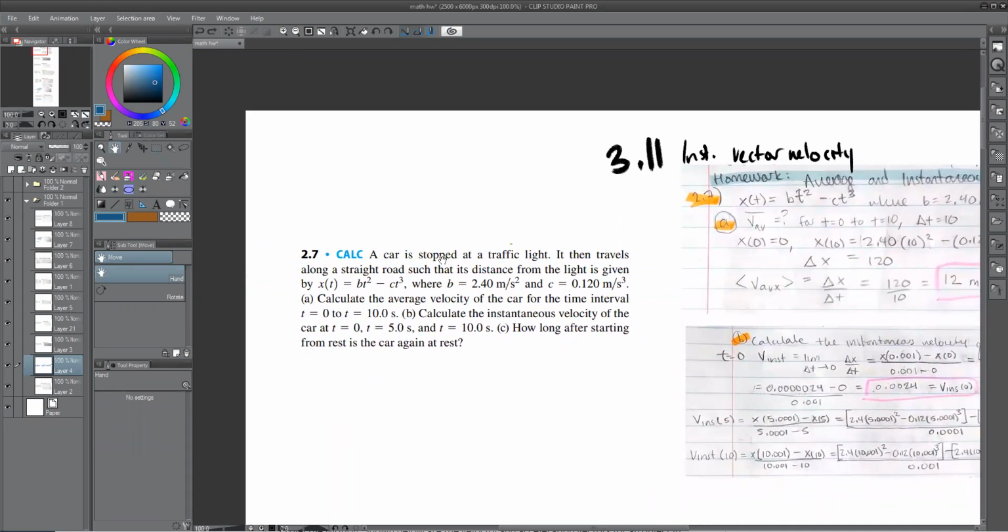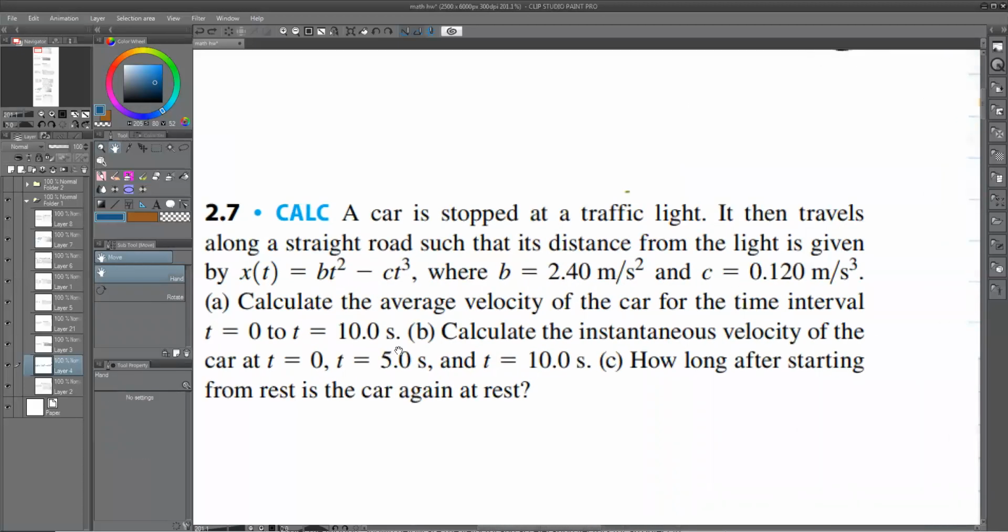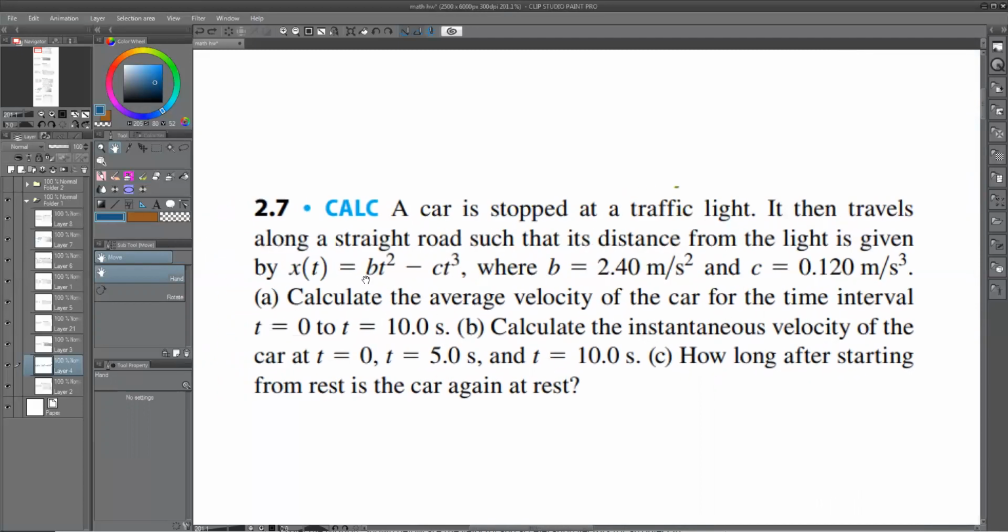It asks, a car is stopped at a traffic light. It then travels along a straight road such that its distance from the light is given by x of t is equal to bt squared minus ct cubed, where b is equal to 2.4 meters per second squared, and c is equal to 0.12 meters per second cubed. It's asking, first calculate the average velocity of the car for the time interval t equals 0 to t equals 10 seconds.